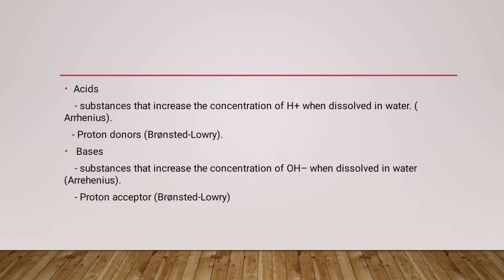Bases, on the other hand, are substances that increase the concentration of OH negative, or the hydroxide ion, when dissolved in water. Bases are also called proton acceptors. Bases have two types, the strong and the weak bases. Strong bases are lithium hydroxide, sodium hydroxide, and potassium hydroxide, while the weak bases are ammonia, pyridine, and methylamine.